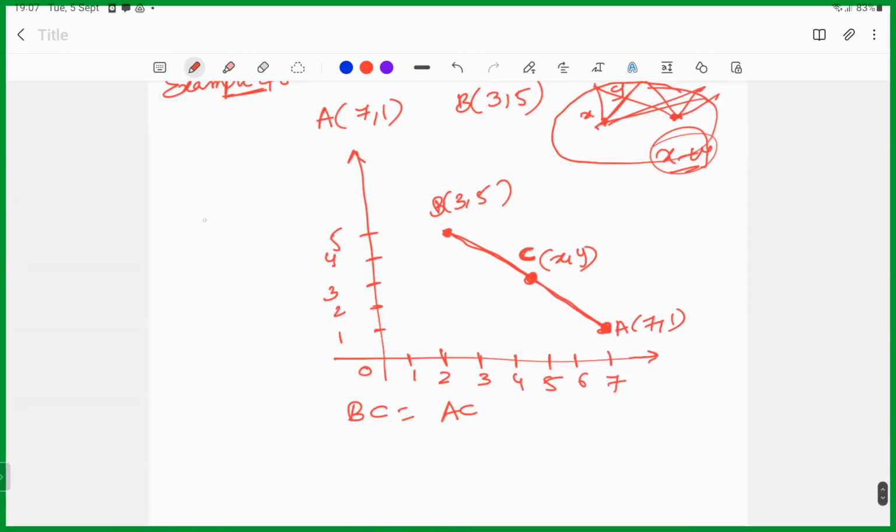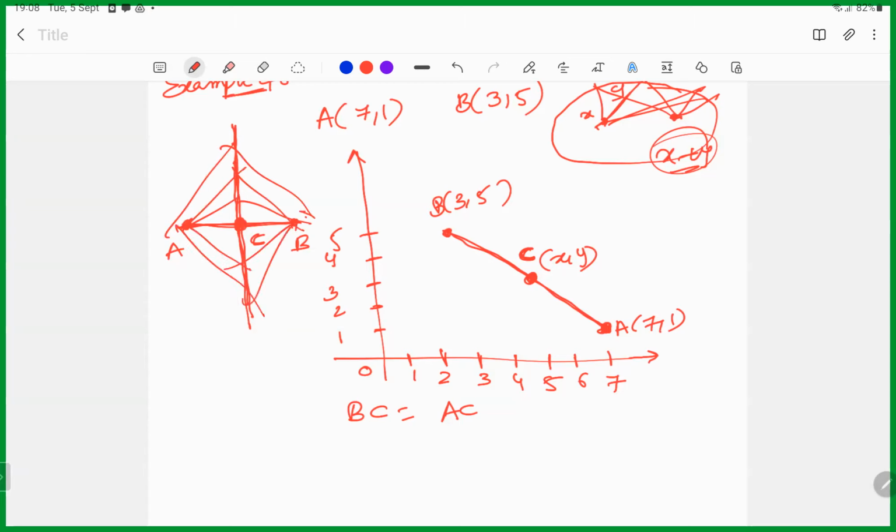So let's say there are two points, A, B. So how many points will be there? All these points will be equidistant only, no? All the points on this line. Let's say this is a midpoint C, and you draw a perpendicular at C with respect to AB. Then all the points on this line will be equidistant with respect to A and B, right? But if you want to fix one point on a line, then there will be only one point.